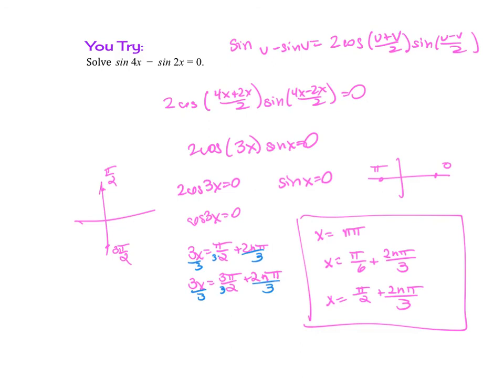All right, if you tried this out, you should have gotten 2 cosine of 3x times sine of x equals 0. So cosine of 3x equals 0 at pi over 2 and 3 pi over 2. Then remember how to change that, because the period is changed. So that is x equals pi over 6 plus 2n pi over 3. Then it's x equals pi over 2 plus 2n pi over 3. And then for sine of x equals 0, that is at x equals n pi.